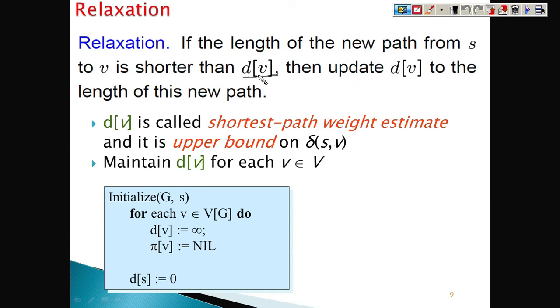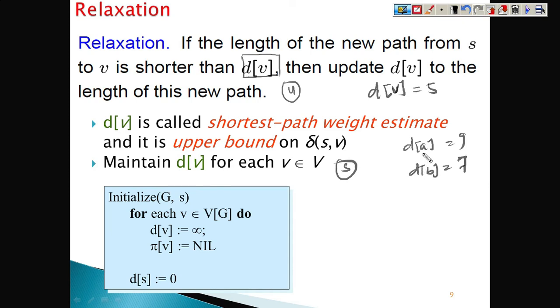Now here we are using one term, d of V, which refers to the distance of the vertex V from the source. So if I say d of V equals 5, that means the cost of moving from the source, let's say U, to V is 5. If I say d of A is 9, d of B is 7, and my source is S, that means to move to A the cost is 9, and to move to B from S the cost is 7. So d of V represents the cost from the source to this particular node.